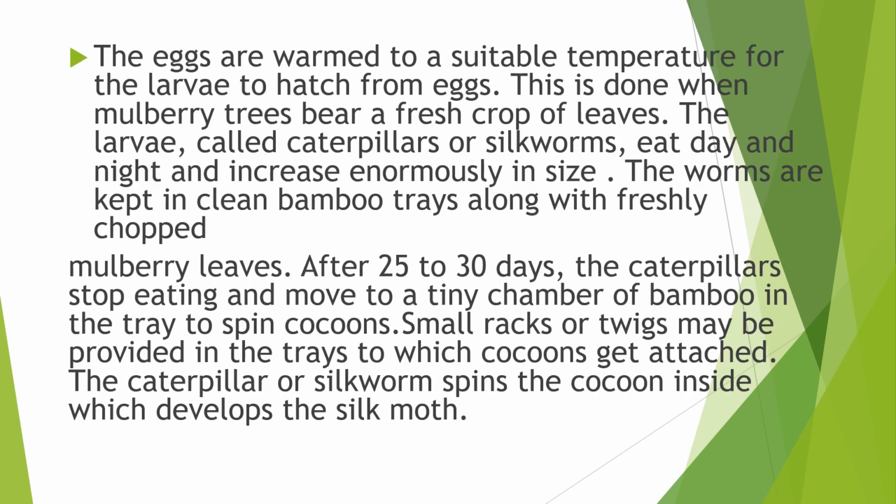The eggs are kept under a proper temperature. This is done when the mulberry trees bear a fresh crop of leaves. The larvae, called the caterpillar or the silkworm, eat day and night and increase enormously in size. The worms are kept in clean bamboo trays along with freshly chopped mulberry leaves. After 25 to 30 days, the caterpillar stops eating, moves to tiny chambers of the bamboo, and spins the cocoons. Now, these cocoons are collected for getting the silk.